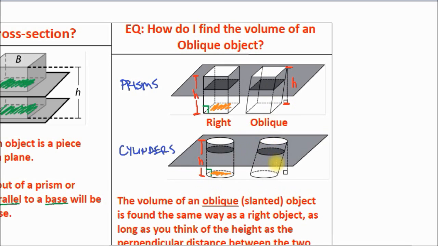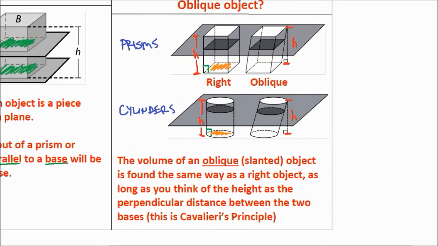So what happens if we get an oblique cylinder? It's crooked just like the oblique rectangular prism, but the same thing applies. You're going to measure the height as the distance between the two bases. You're not going to measure along this edge right here. You're going to measure from the base straight up, just like you would measure your own height. And when you measure height this way for an oblique object, the cool part is volume is found the exact same way.